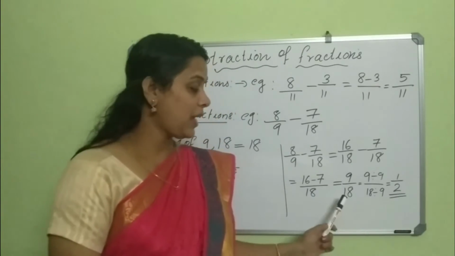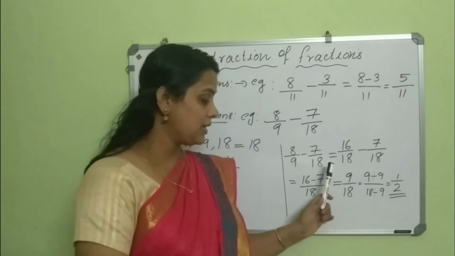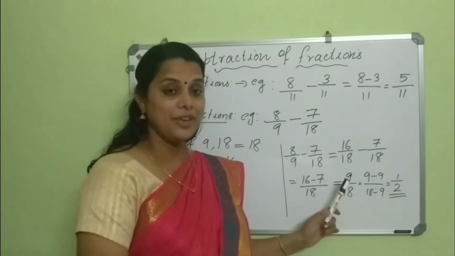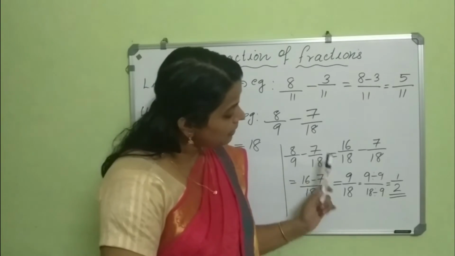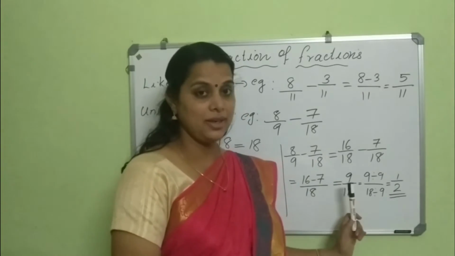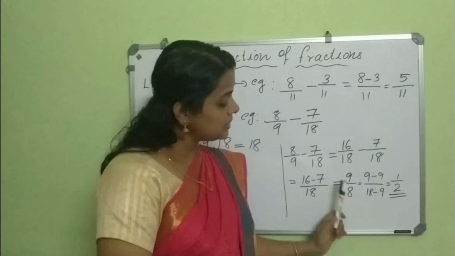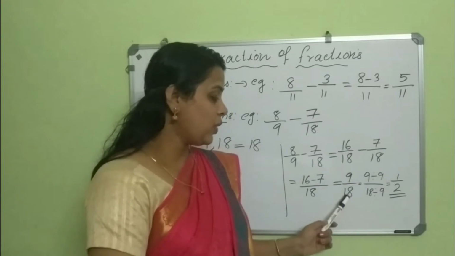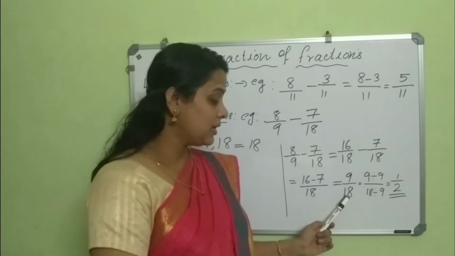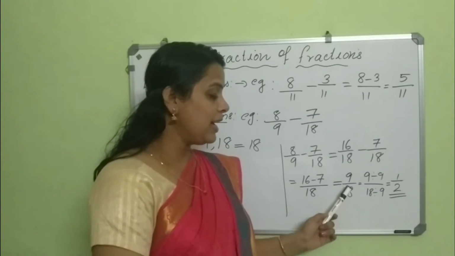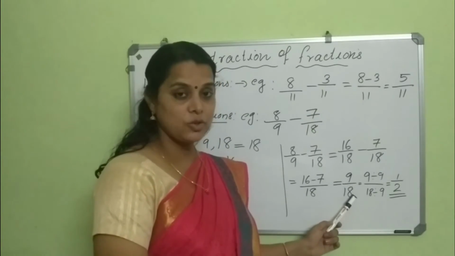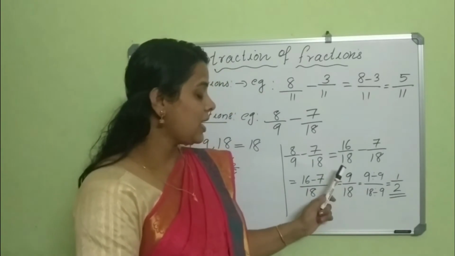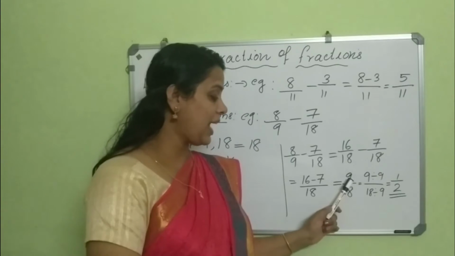Now we are changing this fraction into simplest form. How? We are checking whether the numerator and denominator have any common factor. When we take the highest common factor, after the first step we will get the simplest form. Suppose for 9 and 12, the common factor is 3. If you divide by 3, we won't get the simplest form. Again we need to divide it by 3.